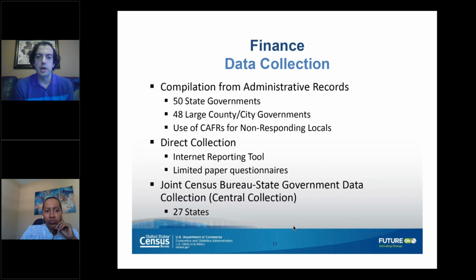We collect data from Colorado governments exclusively through our internet reporting tool. That bullet about limited paper questionnaires doesn't really apply to Colorado. Some state governments assist us in collecting the information that we need. Many states already collect the information we need for their own purposes, and then they share it with us so that we don't have to ask their individual governments for the same information a second time.